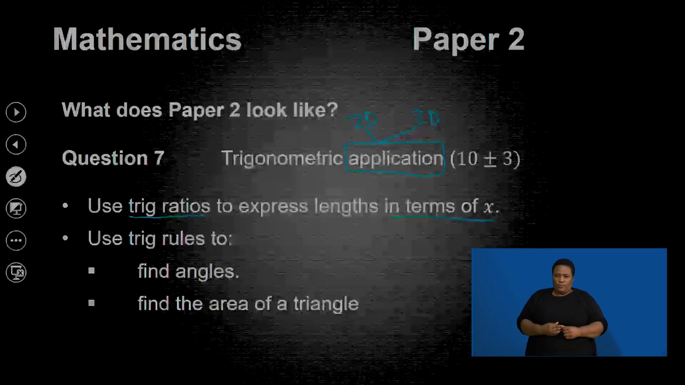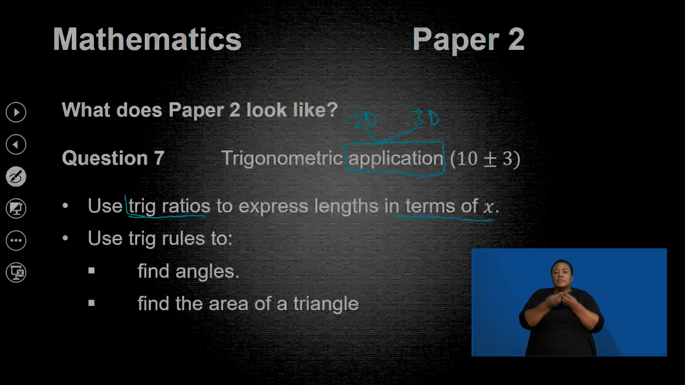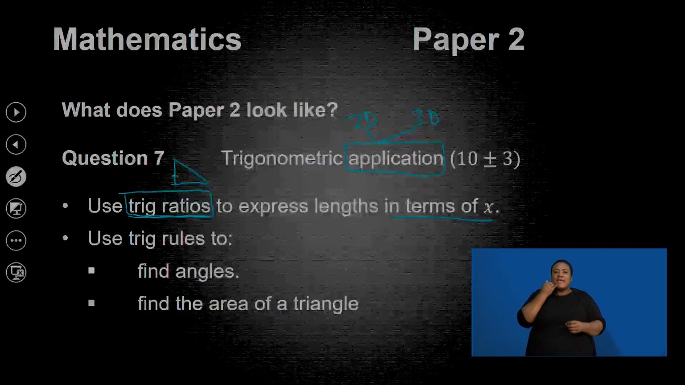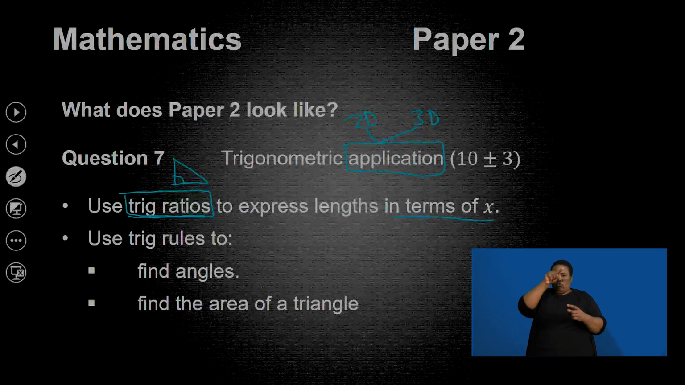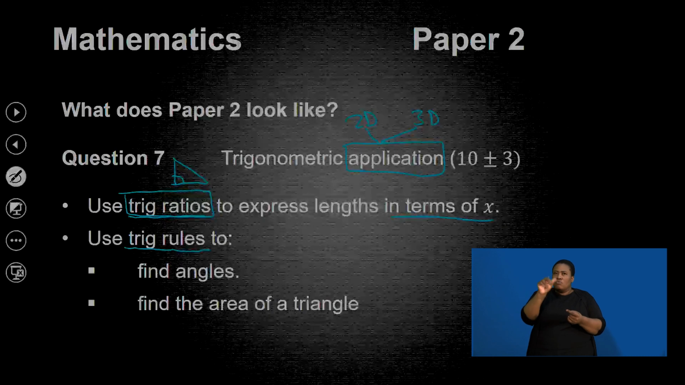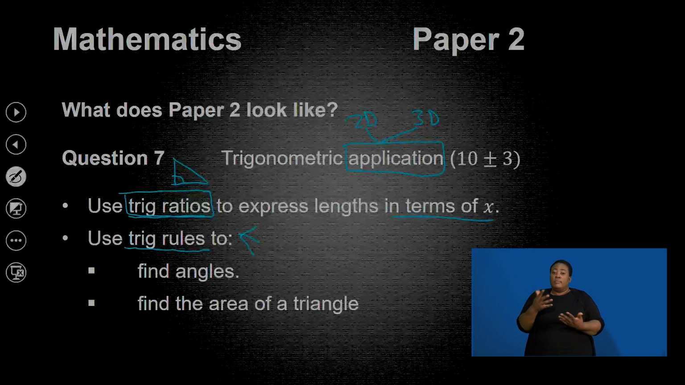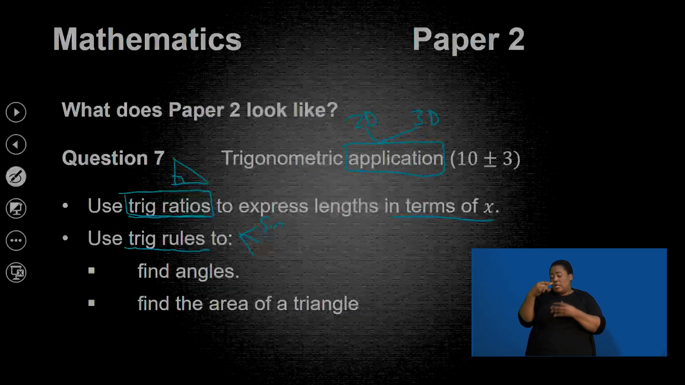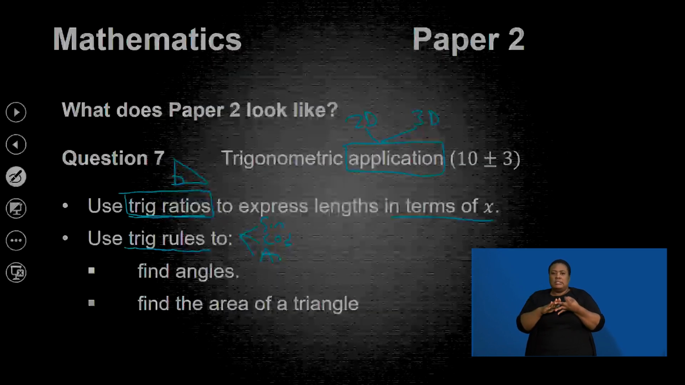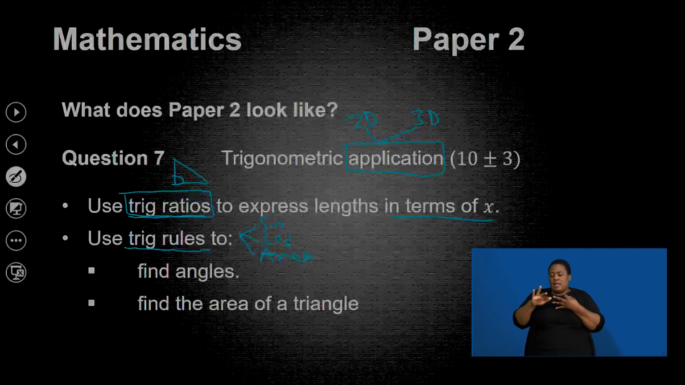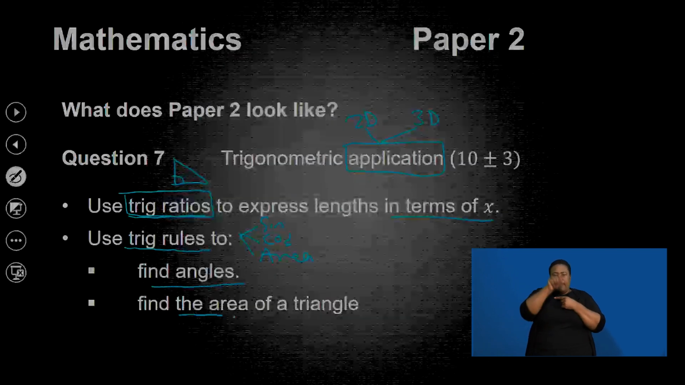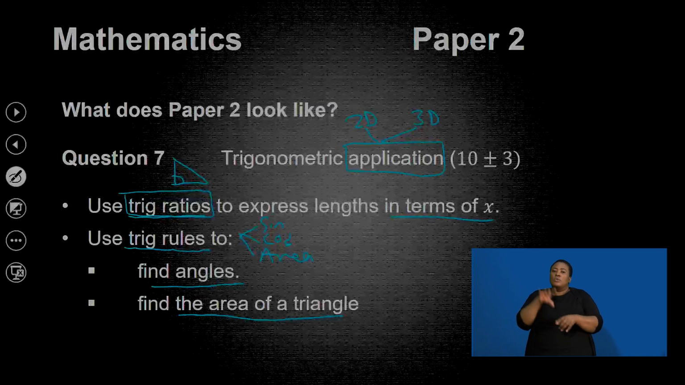And then the other important thing is we only use the ratios if we are given a right-angled triangle. So that's one of the other things you need to please remember there. And then with the rules, remember there's 3 rules that we look at. It's our sine rule, our cosine rule, and our area rule. So those are the rules we're talking about. You use them to find angles, and you also use them to find an area of a triangle.